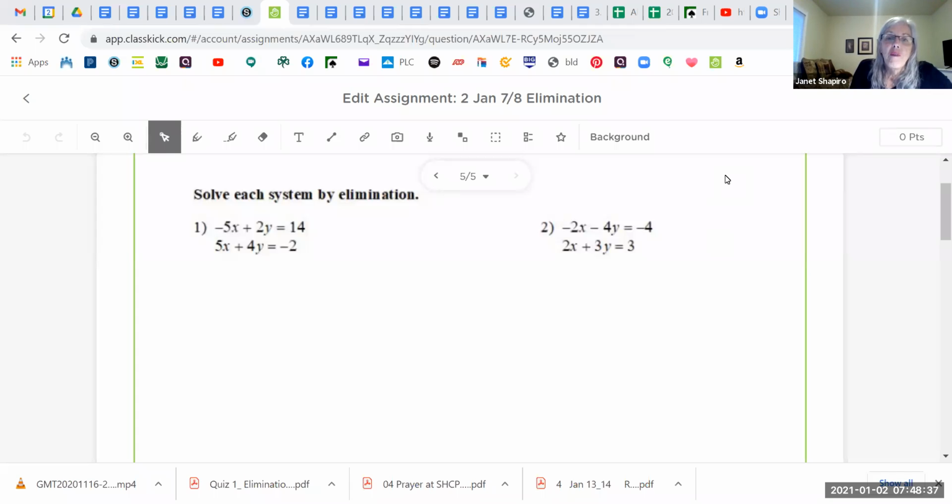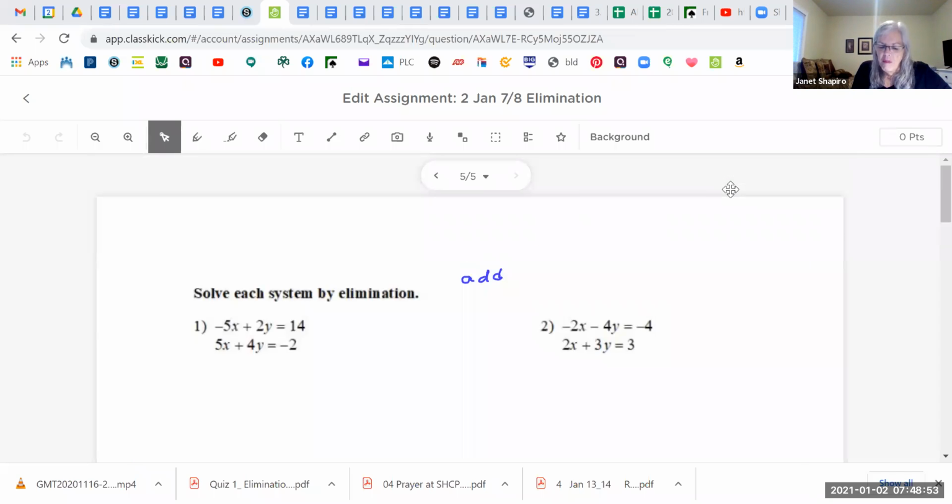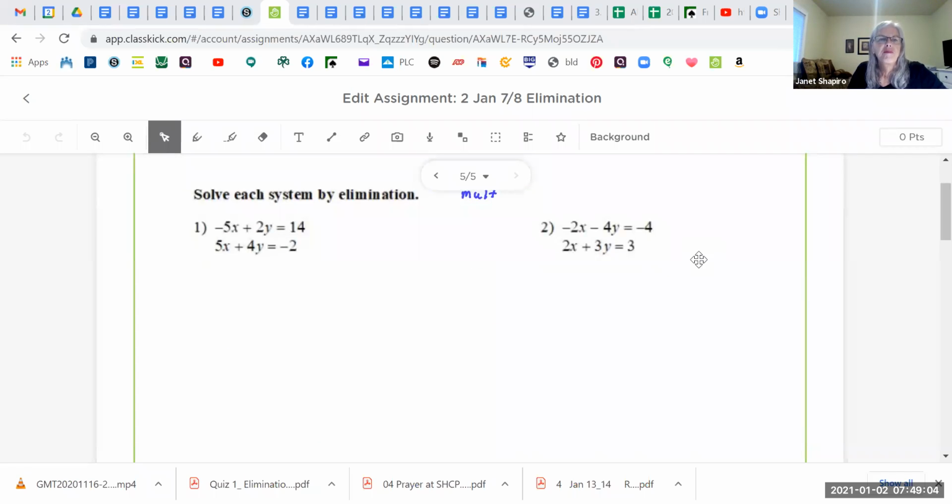So let's go over this homework. When we're solving using elimination, the first thing we always want to look for is, can we add to eliminate one of the variables? Can we add down the columns? And if that doesn't work, can we multiply one of the equations? So let's see how this plays out.